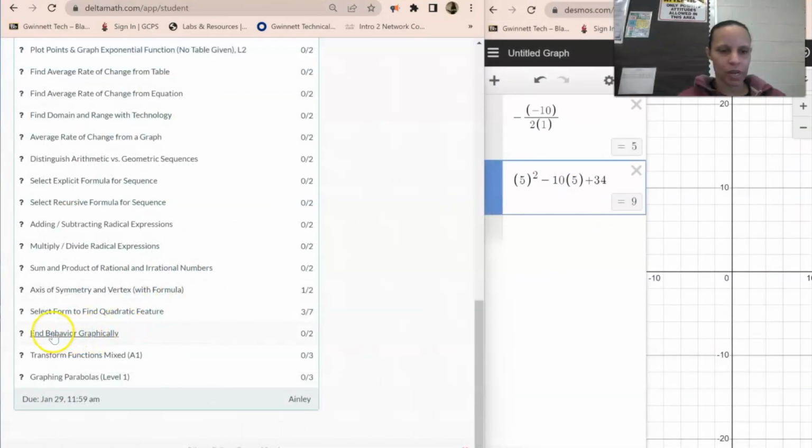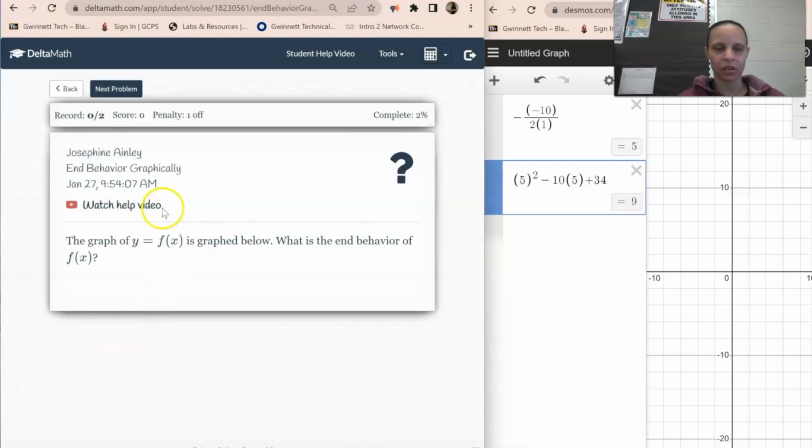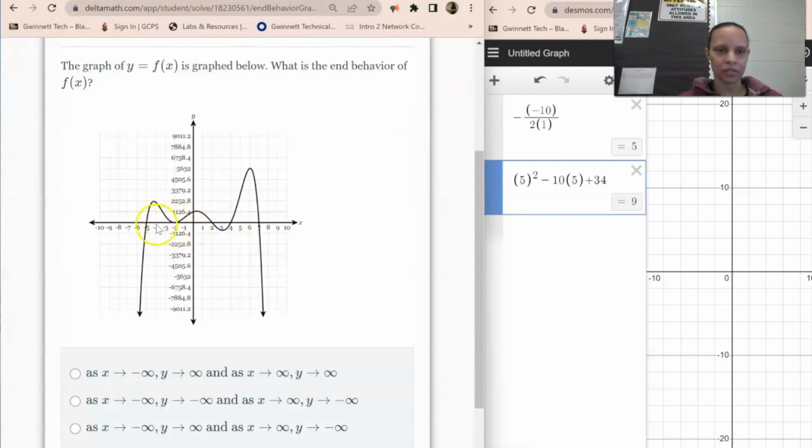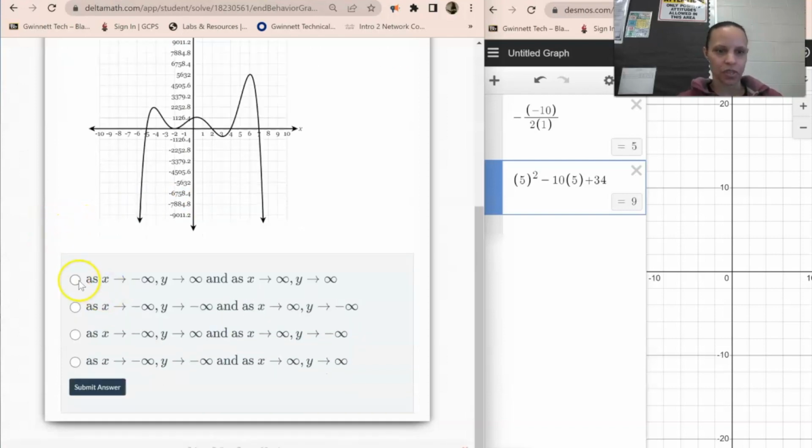All right, we're going to talk about end behavior graphically. And all that means is what is happening at the end of your graph. So as x goes to the left, over here, to the left, what's happening at the end of the graph? As x goes to the right, what is happening at the end of the graph? All right, so as x is going to the left, look at these numbers. They're going towards where? Negative infinity. That's what this means. X goes to the left. Okay, so don't get confused with the notation. X going to the left is negative infinity.